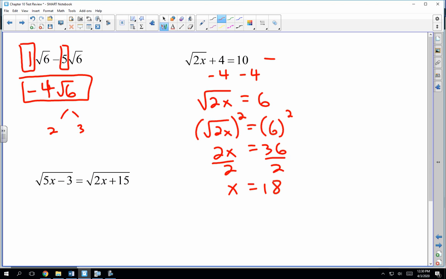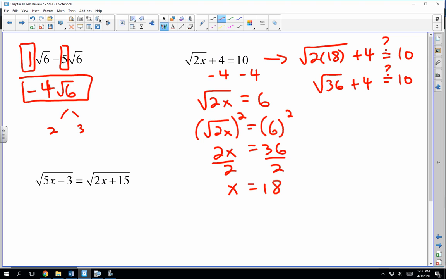So up in the original, I've got square root of 2 times 18, I'm putting the 18 in for the x there, plus 4. Does that equal 10? Well, 2 times 18 is square root of 36, plus 4. Does that equal 10?